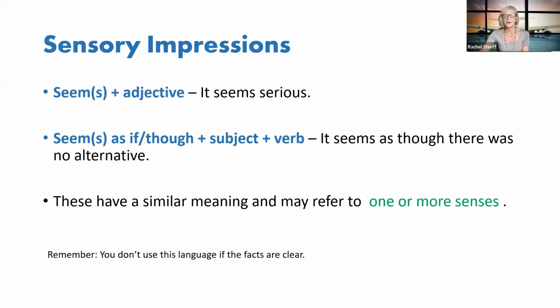Then we move on to seems. Seems plus an adjective. It seems serious. Then we have seems as if or seems as though, plus subject plus verb. It seems as though there was no alternative. So these have a similar meaning and may refer to one or more of your senses.